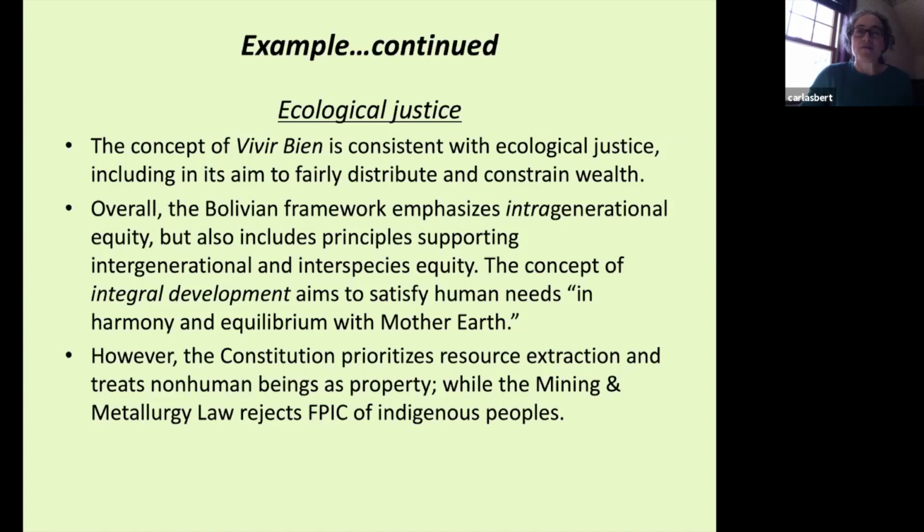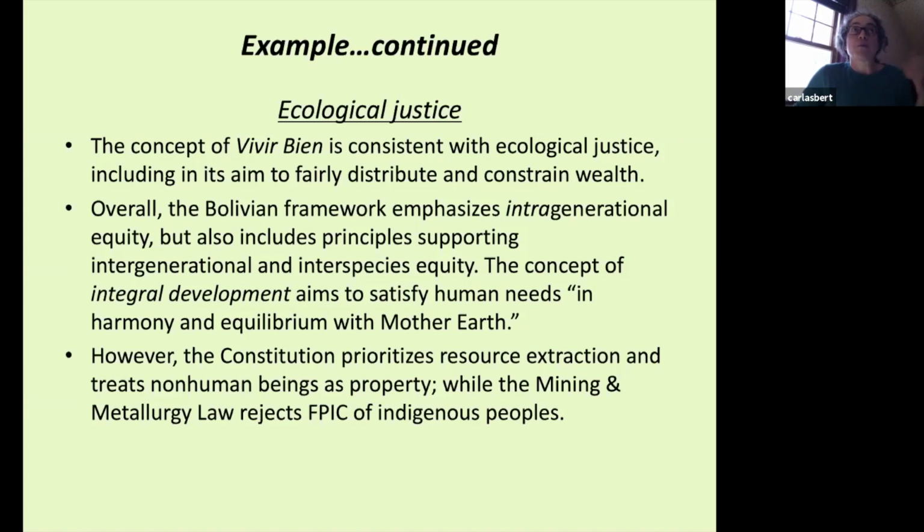But this concept of BB2BN, which especially the framework law puts forth, is very consistent with ecological justice and with ecological law, and in particular because of this focus on fair distribution and constraint of wealth. And also the respect of the rights of Mother Earth is linked in these laws to this concept.